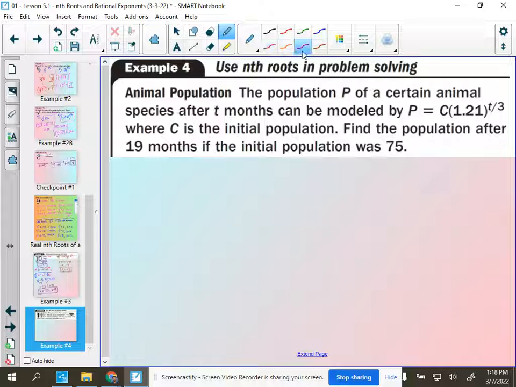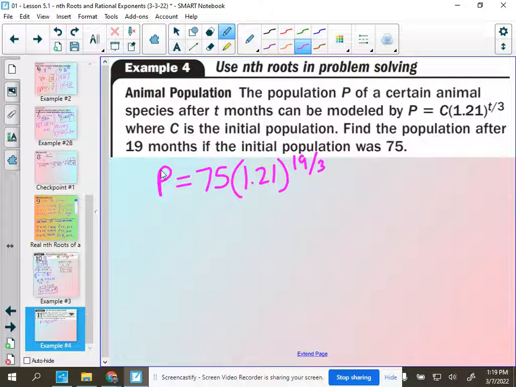So I basically know everything on the right side of the equation here. The initial population was 75. This is like a growth factor. We're growing 1.21, and then I've got my 19 thirds.